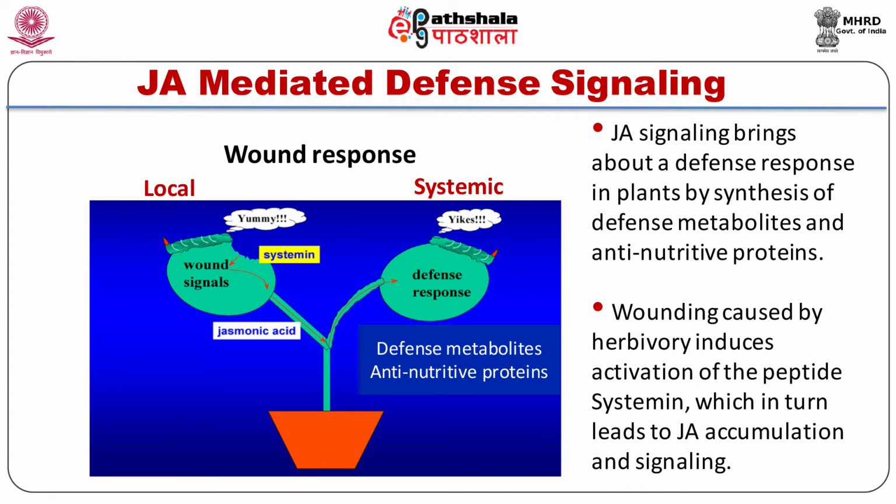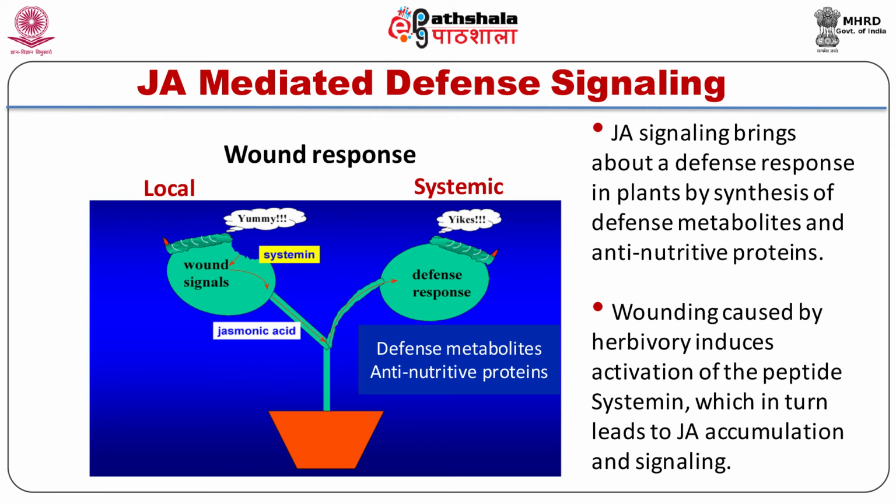Jasmonates accumulate after wounding and herbivory. Jasmonates are known to be the signal for induction of stress responses. Jasmonates induce the accumulation of major anti-herbivore defense metabolites and anti-nutritive proteins. For example, jasmonates induce indole glucosinolates in Brassica species. In Nicotiana, after herbivory, jasmonates are transported to the root and initiate the biosynthesis of nicotine.